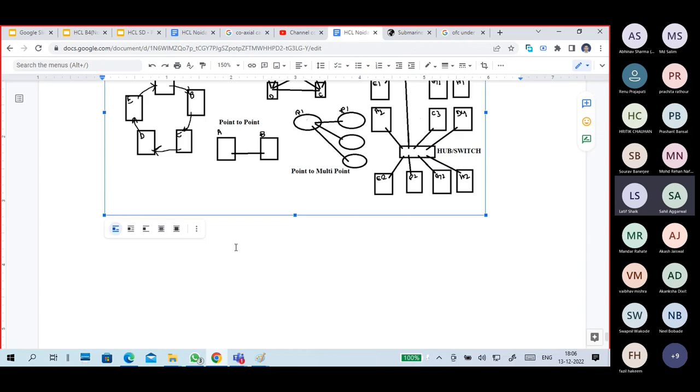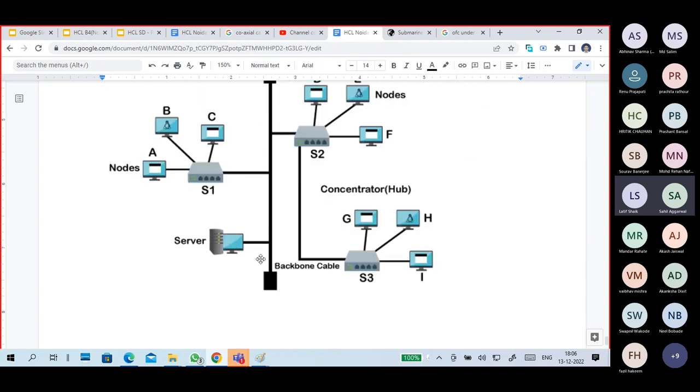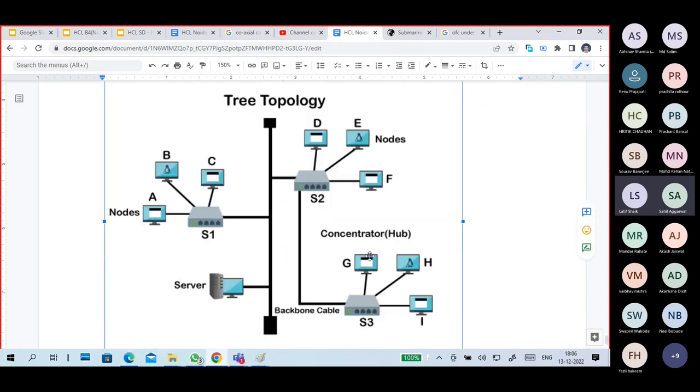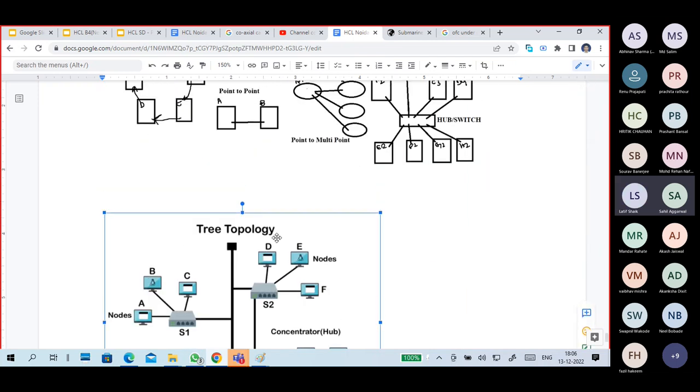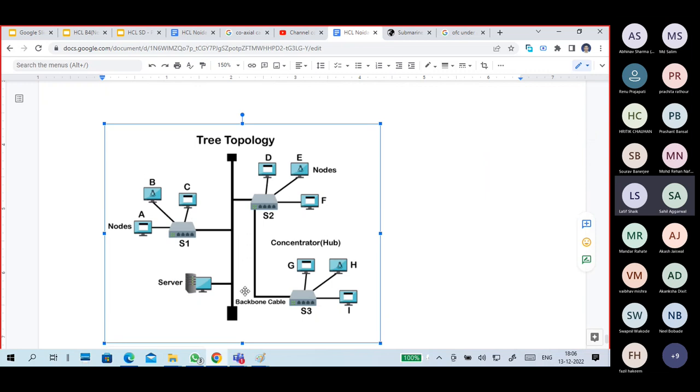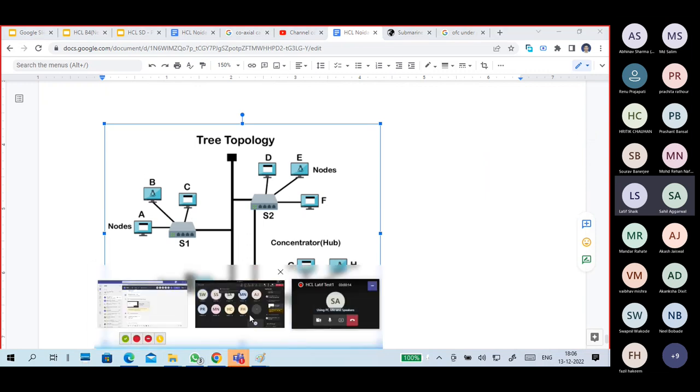Recently some people asked me about a tree topology. What is a tree topology? It has a backbone cable and all other topology connections go to this backbone cable only. It is a kind of hybrid only.